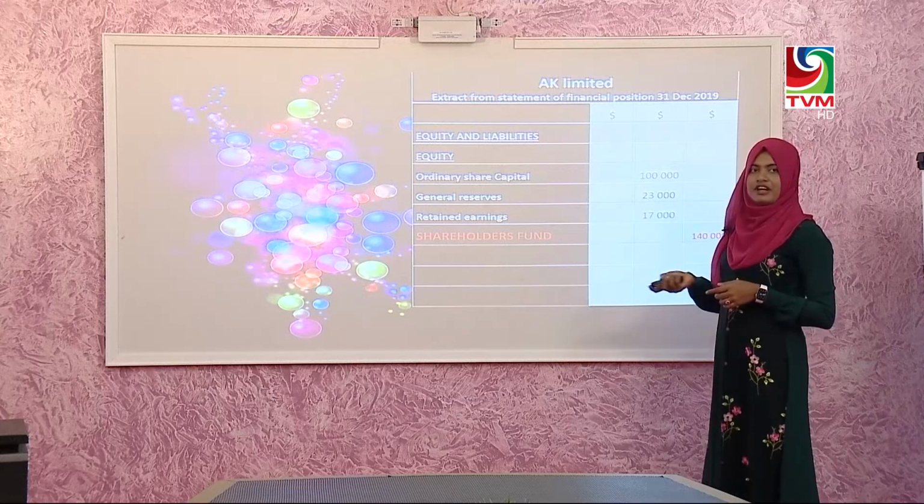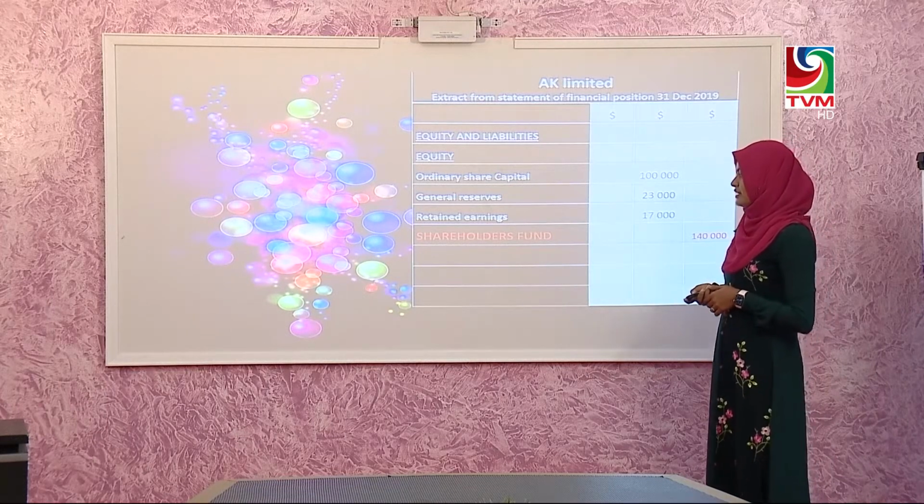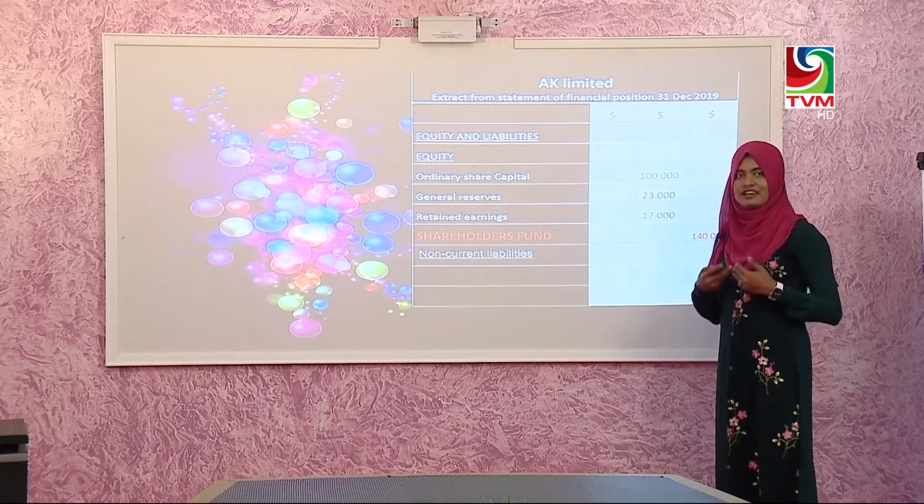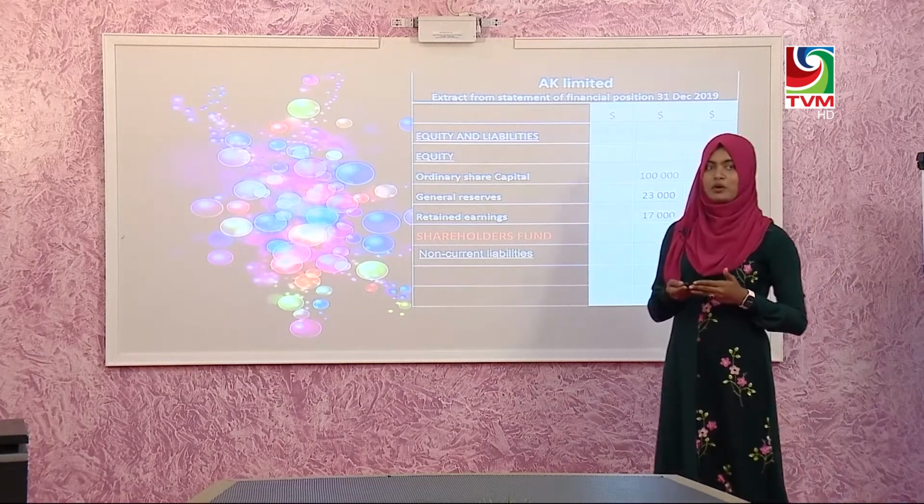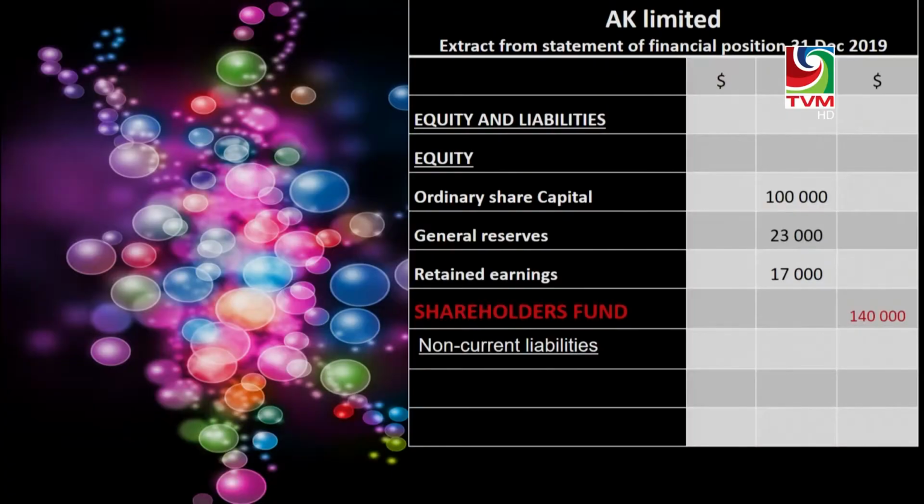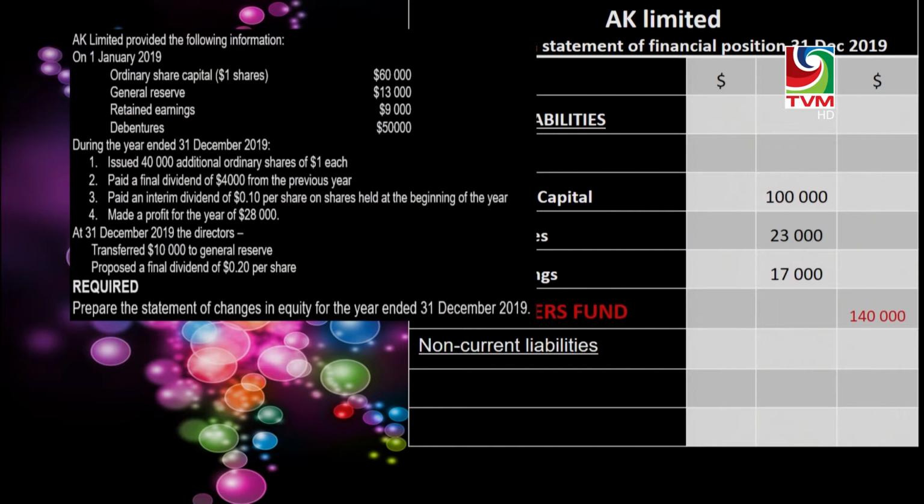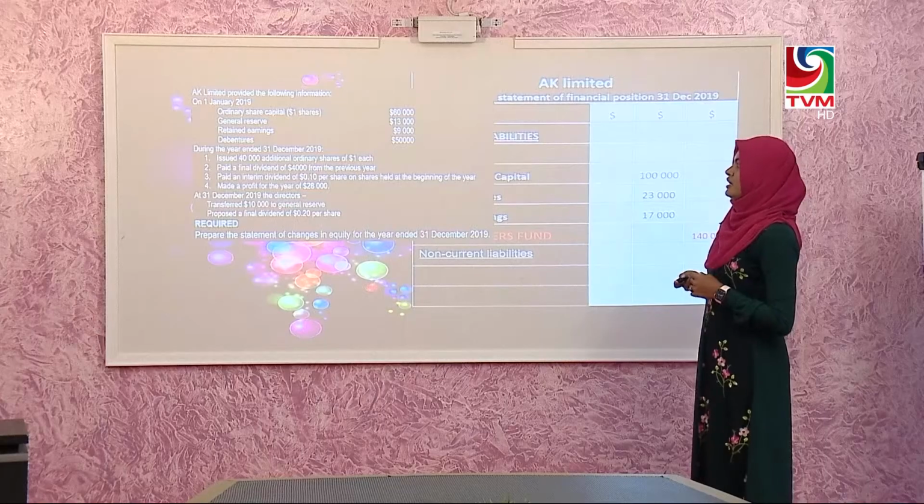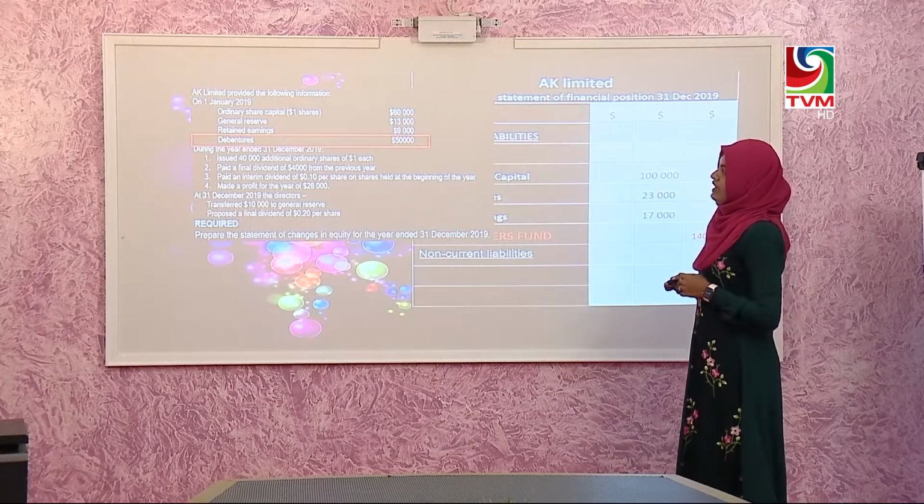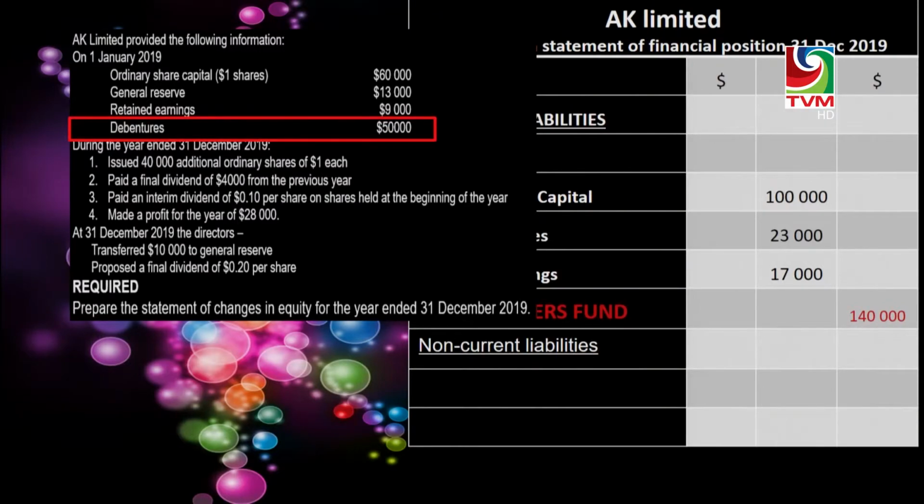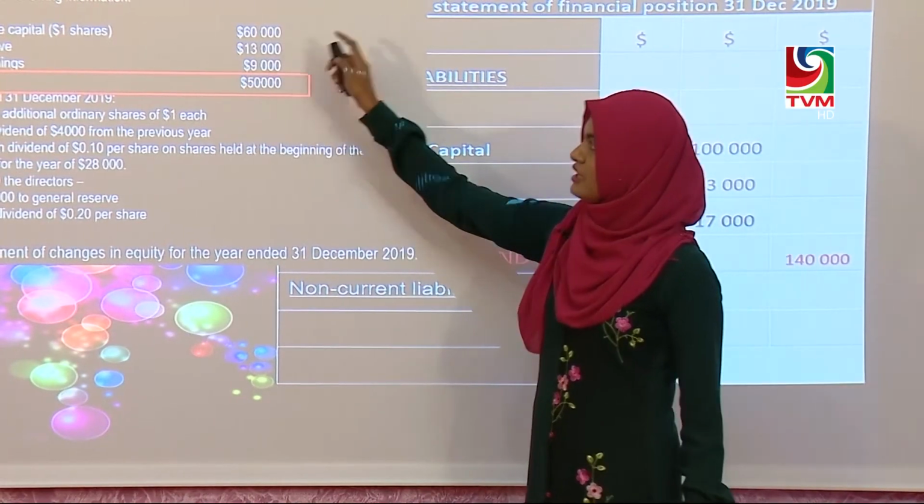So after finding the shareholders fund, you need to check whether there is any non-current liability in the question given or not, because we don't record any non-current liabilities in our statement of changes in equity. Now let's look at the question here. You can see that there is a debenture of 50,000 given in the question. That means this is our non-current liability for this company.